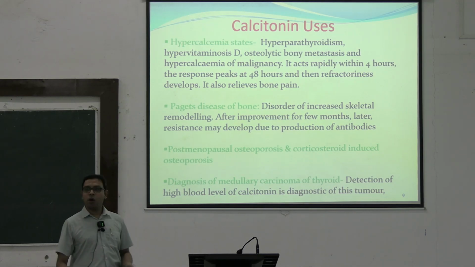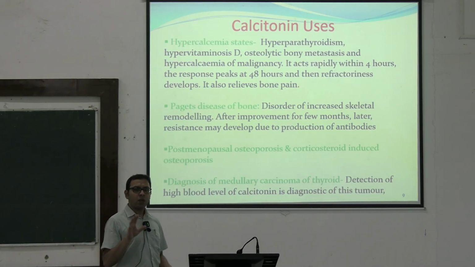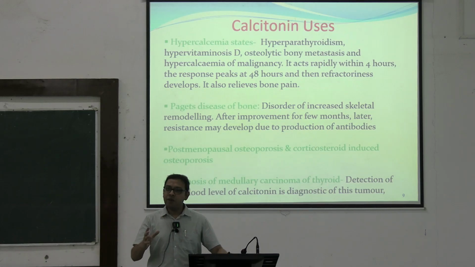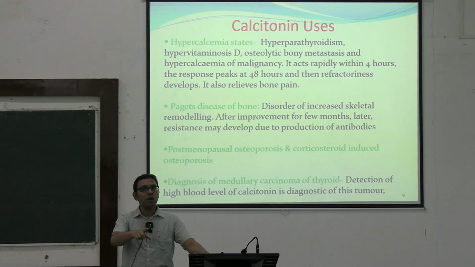In osteoporosis, I have already discussed how osteoporosis happens, and diagnosis of medullary carcinoma of the thyroid, details are not required. So, remember, even though the actions of calcitonin are just the opposite of the parathyroid hormone, both the parathyroid hormone analogues as well as the calcitonin analogues are used for the management of osteoporosis.